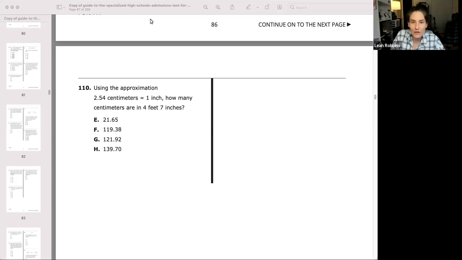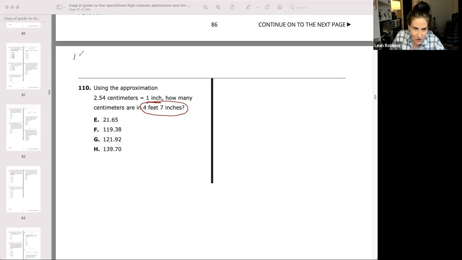Okay, straightforward question. Using the approximation that there are 2 54/100ths of a centimeter in 1 inch, so about 2.5 centimeters is equal to 1 inch, how many centimeters are in 4 feet 7 inches? So since this is in inches, I want to convert all of this to inches.